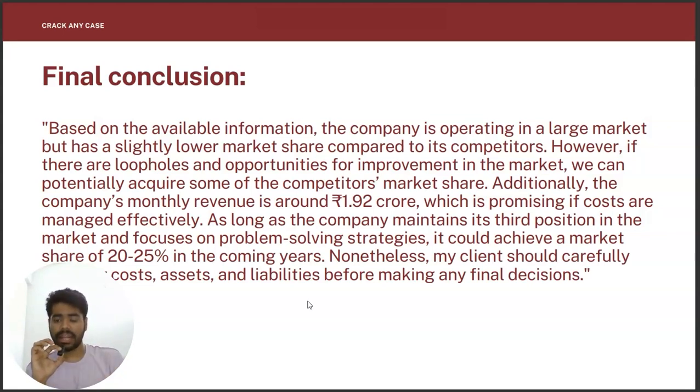You are not going to give a proper answer like, yes, please go and invest. No, don't invest. This is not the way you are saying to the client. You are putting each and everything from your research in front of the client and let the client take the decision. So where are we? Improvement in the market, we can potentially acquire some competitors' market share, as I said before. Additionally, the company's monthly revenue is around 1.92 crore rupees, which is promising if costs are managed effectively. As long as the company maintains its third position in the market and focuses on the problem solving strategies, it could achieve a market share of 20 to 25% in the coming years, which increases the revenue. Nevertheless, my client should carefully consider costs of the company, assets of the company, and liabilities of the company before making any final decisions.